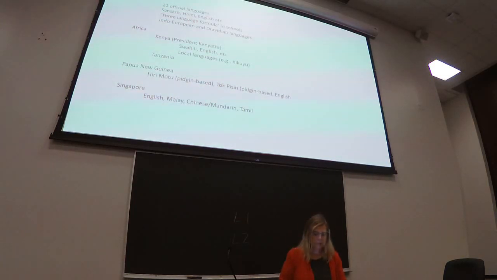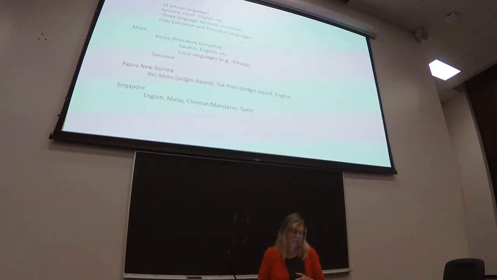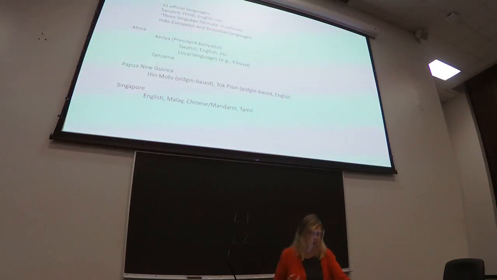Papua New Guinea was mentioned as another place. We talked about Tok Pisin earlier. That is an official language in Papua New Guinea, but there's another pidgin-based language, which is Hiri Motu. These are Creoles now. They have native speakers, and then English is also spoken there. Singapore is pulled out as another example where there are 4 official languages: English, Malay, Chinese, the Mandarin variety of Chinese, and Tamil, and so people can juggle multiple languages.